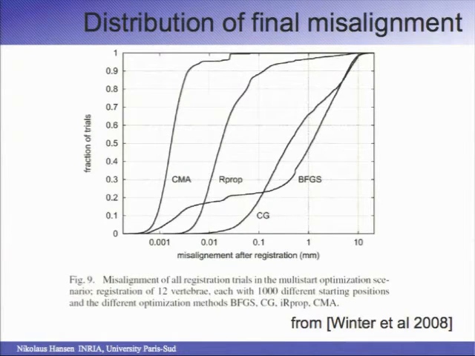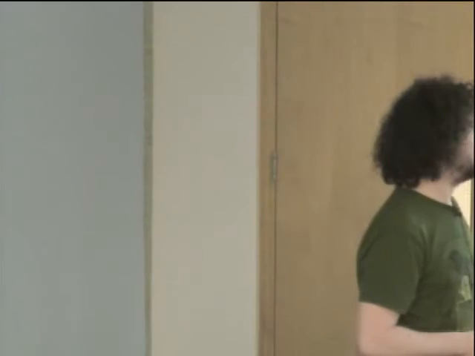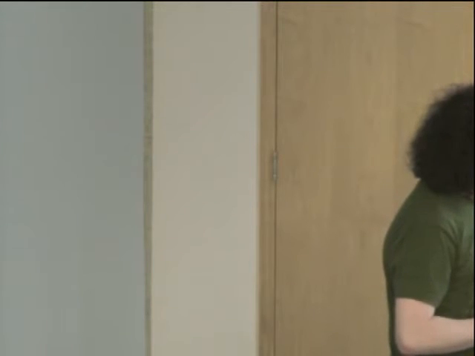And well, if you do experiments on this, these are results on the image registration of 12 vertebrae with 1,000 different starting positions. What you see on the x-axis is the final misalignment of the pictures. On the y-axis, you see the fraction of trials. That means you see a CDF, an empirical cumulative distribution function. You see the median error of CMA was a bit larger than 0.001 millimeter, maybe 0.002 millimeter. You also see that almost all images were aligned with an error less than 0.1 millimeter.